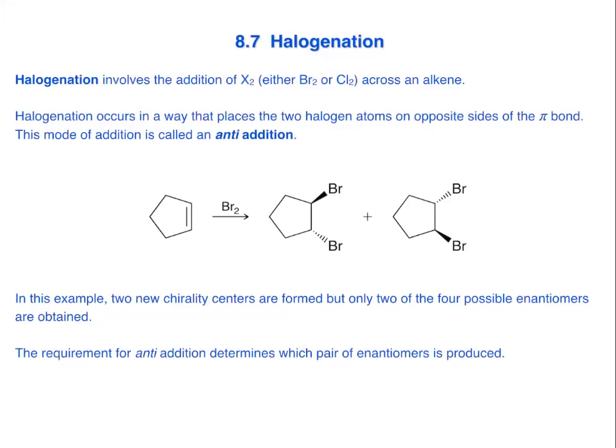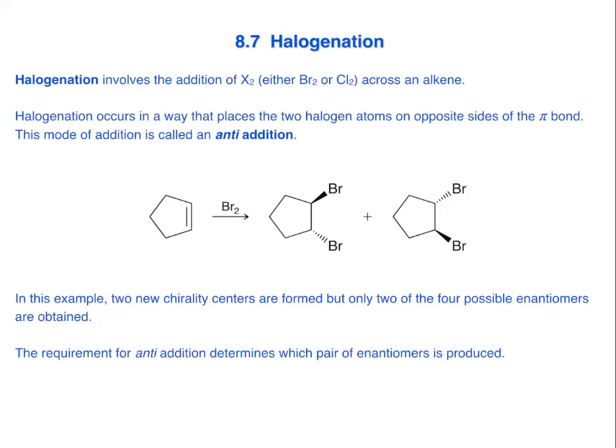In this video, we're going to cover section 8.7 on halogenation. Halogenation is the last addition reaction that we'll look at in this section. Halogenation involves the addition of a diatomic halogen across an alkene. That's normally bromine as Br2 or chlorine as Cl2.